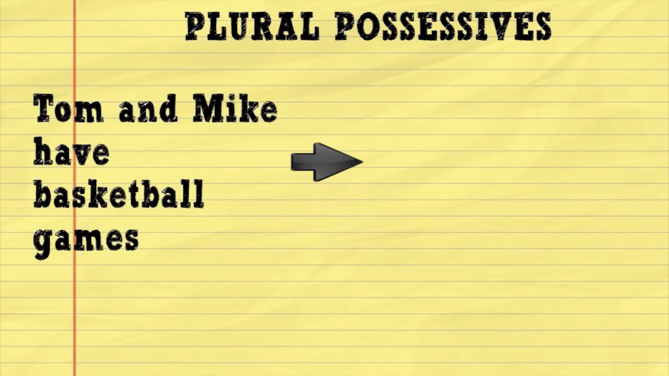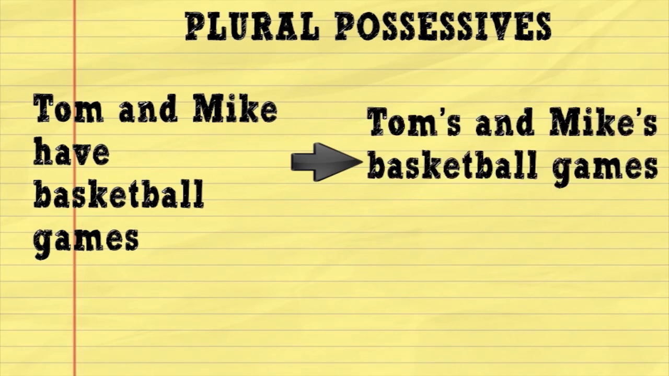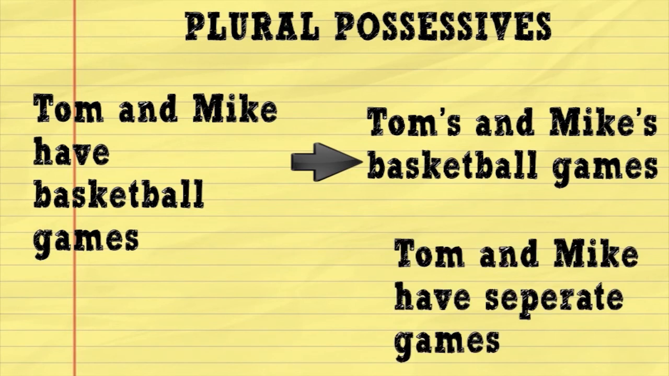But a little different from that would be if Tom and Mike both are playing in separate basketball games, how would we say that and how would we write that? Well, we would say Tom's and Mike's basketball games. Now, the games is also plural, but we're saying that Tom has a game and Mike has a game. So we say Tom's and Mike's basketball games, and that means they both have separate games that they're playing in.